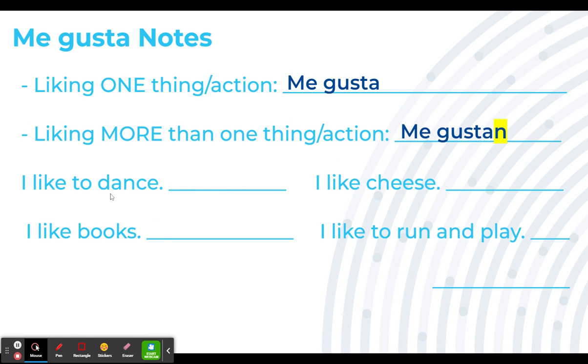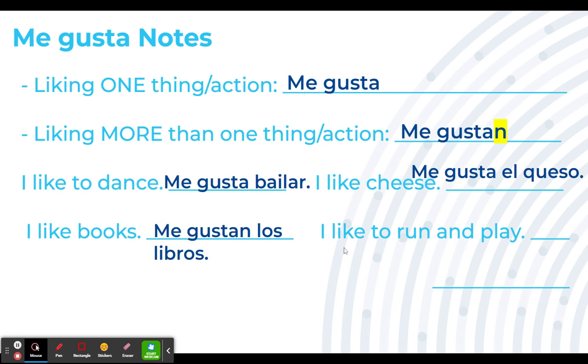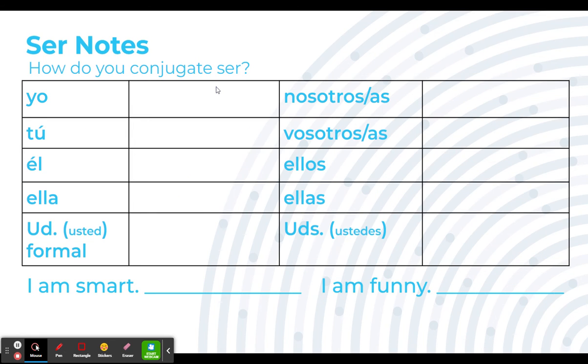So I like to dance is one action, me gusta bailar. I like cheese, that's one thing. Me gusta el queso. I like books. This is many things. So it is me gustan los libros. I like to run and play. Me gustan correr y jugar. And hopefully that is familiar from last year.